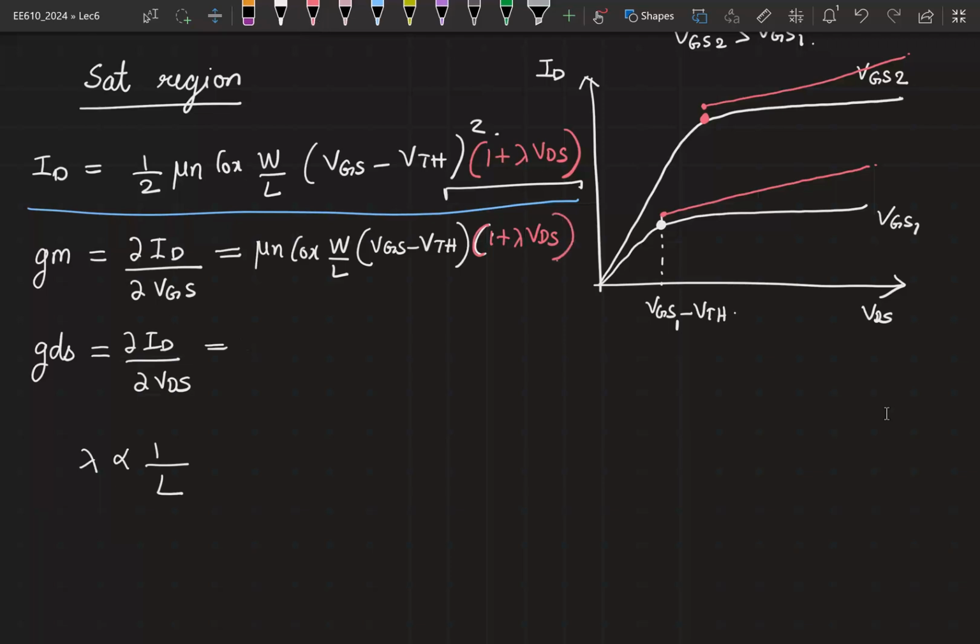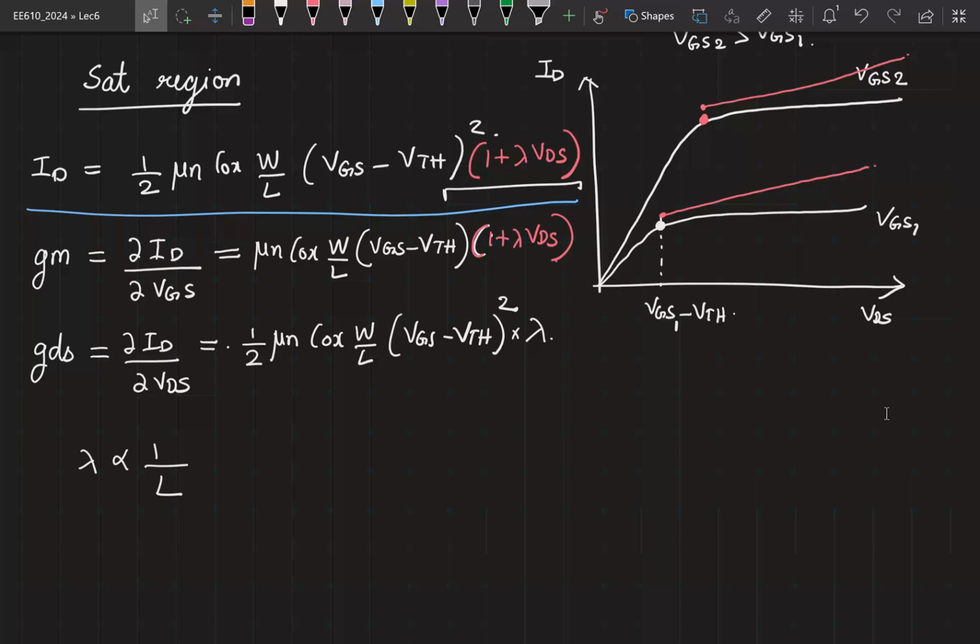Okay. What about your GDS? So the entire factor of half mu n COX, W by L, (VGS minus VTH) square, all of these are constants as far as VDS is concerned. This into lambda. Okay. So you can see that our expressions for ID and GM have changed. And the GDS, which was earlier 0, is now some finite value.